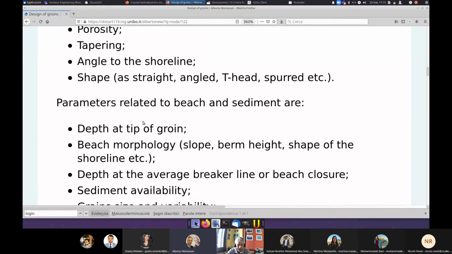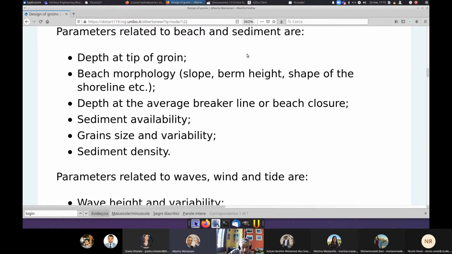Parameters related to beach and sediments, which again influence the new morphology of the shoreline, are the sea depth at the head of the groin, tip of the groin, head of the groin, they are synonyms. Beach morphology, slope of the beach, berm height, shape of the shoreline, etc. Depth at the average breaker line, or beach closure. This is the sea depth at the average breaker line. It's an important parameter, which also conditions the cross-shore sediment transport.